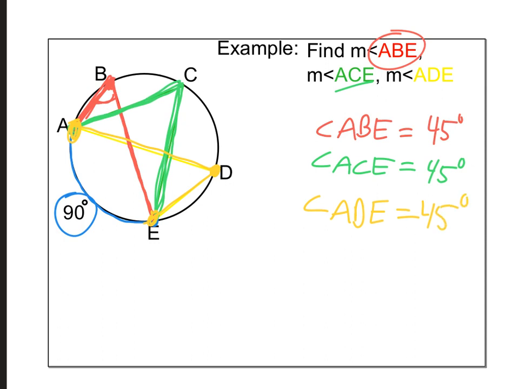Okay, so each of these angles are congruent. They all form the same arc, and it was just a matter of knowing that the arc measure was twice the angle measure.